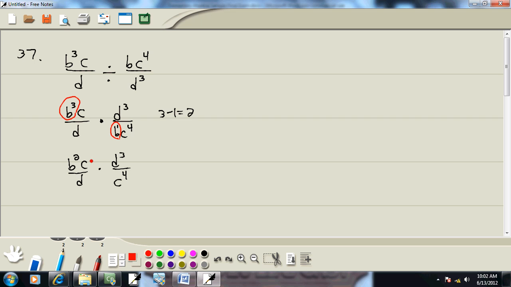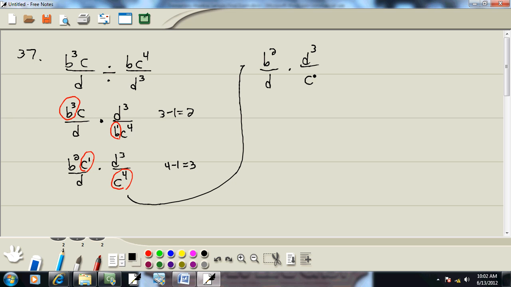So let's go to our next one, the c's. Here I have a c, here I have c to the fourth. This c here is like c to the first power. Again, if you have c to a power over c to a power, you subtract the smaller exponent from the larger one. So I got 4 minus 1 gives me 3. And we're going to have c to that power where the larger exponent was, which was right down here in the bottom. So I got b squared, and that c disappears up here. D times d to the third, and we said this was c to the third power, this number right here.